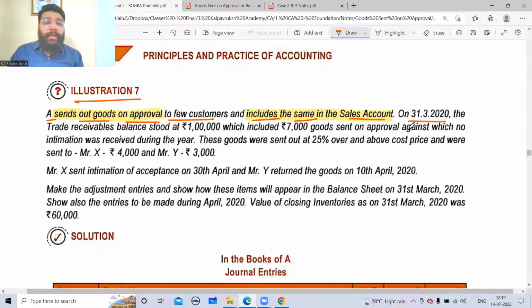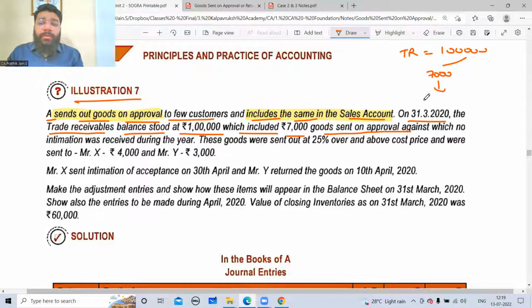On 31/3/2020, the trade receivable balance stood at 1 lakh rupees, which includes 7,000 goods sent on approval. So in the trade receivable account, guys, the debit balance is 1 lakh. In that 7,000 is pertaining to the SOGRA concept. Balance 93,000 is the item pertaining to the normal sale. Any difficulty in understanding this point?